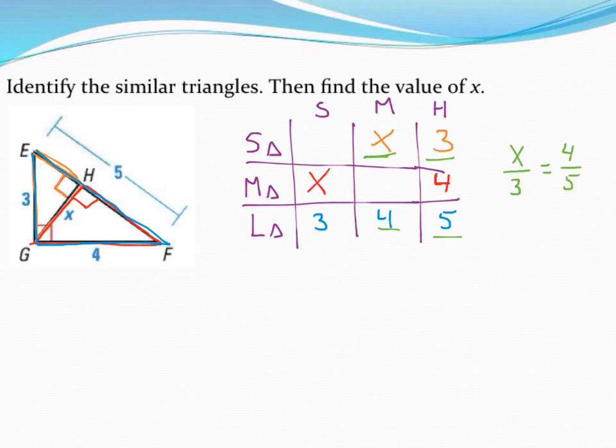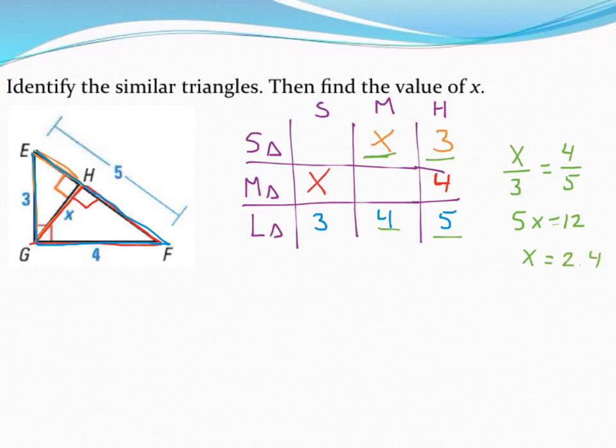Again, we've talked a lot about being consistent in how we set up our proportions, so this is me being consistent. If I solve this by cross multiplying, I get 5x equal to 12. Dividing both sides by 5 gets me an answer of 2.4.